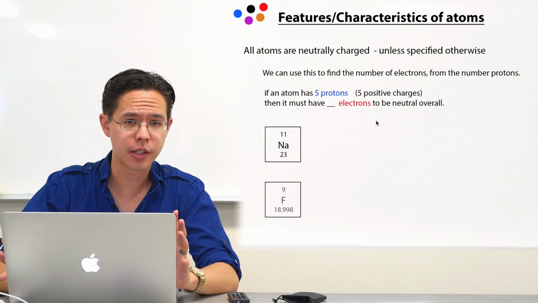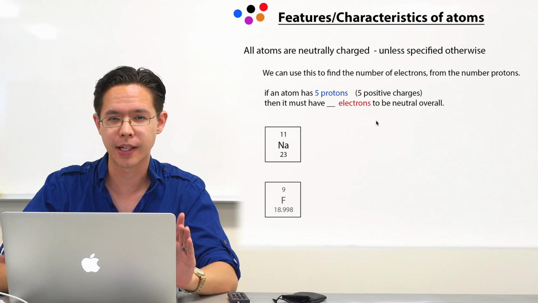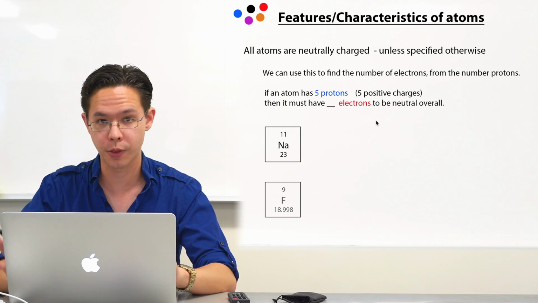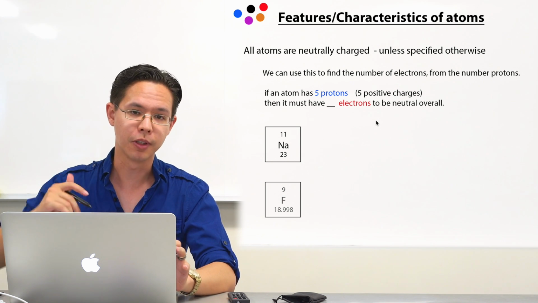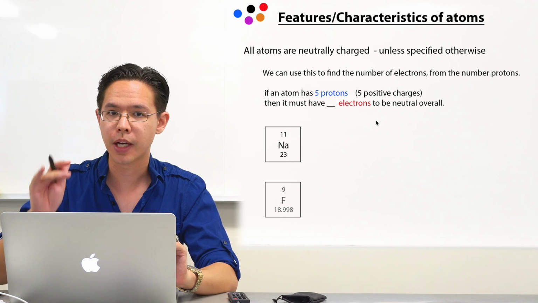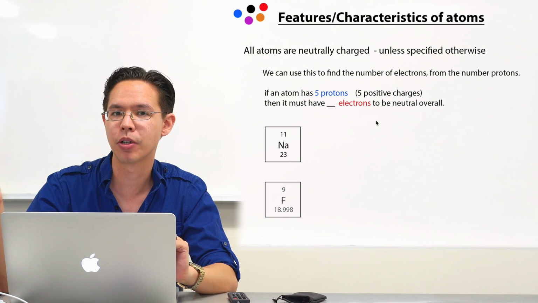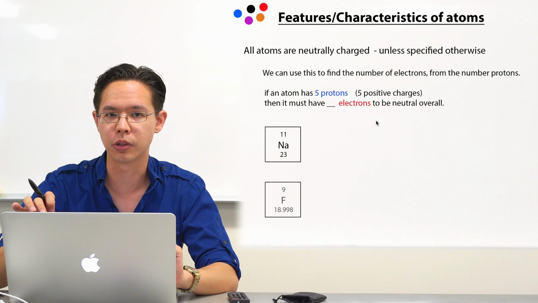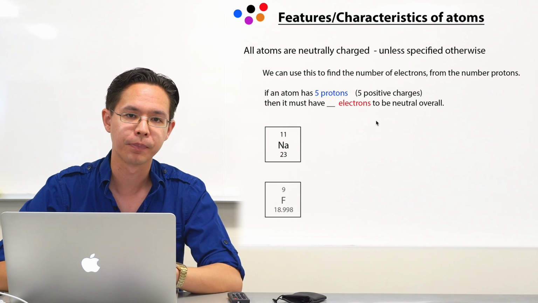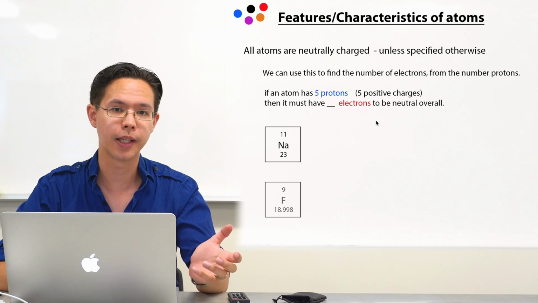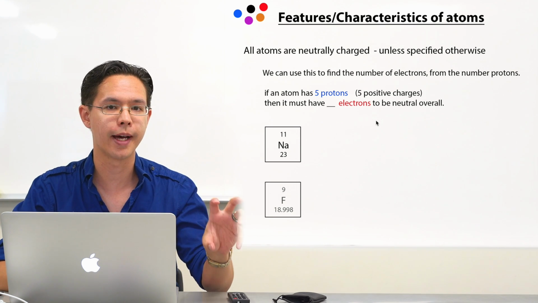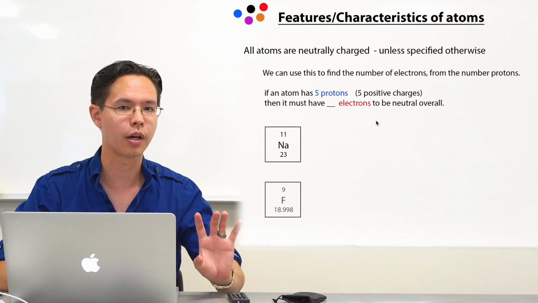Our next characteristic of an atom is the fact that all atoms are neutrally charged, unless they've been said to be otherwise. So, for example, if I say, draw me an atom of copper, I haven't said if it's positive or negatively charged overall, so you have to assume that I mean a neutral copper atom. All right? If I ask you to draw a carbon atom, and I don't say anything else, then you have to assume that carbon atom has a neutral overall charge.